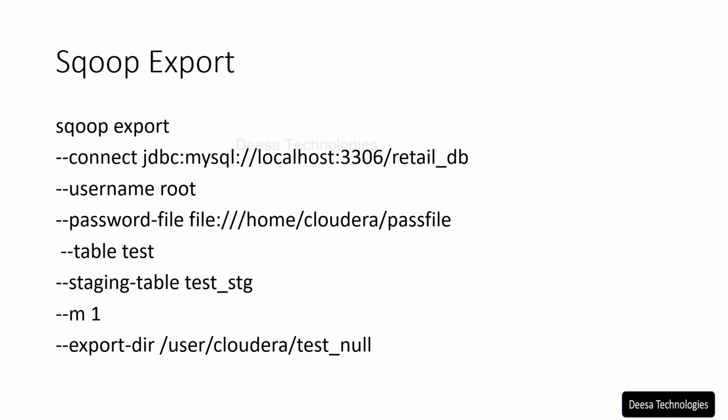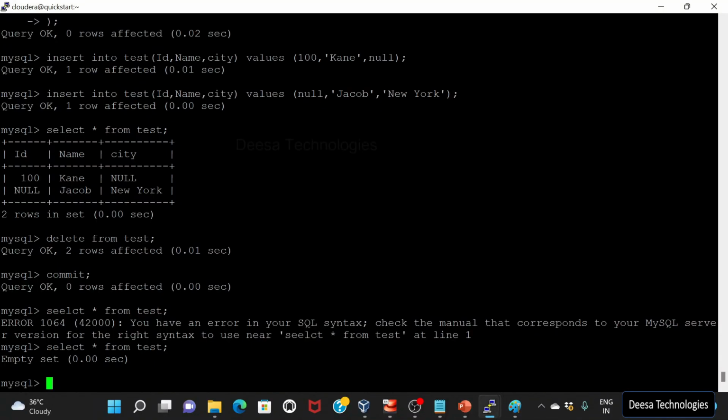Now what will happen is the data from the export directory, where the data is present, will first be copied into the staging table, and from the staging table it will be moved into the main table. So this is the concept of having a staging table. The first thing I want to do is go ahead and create a staging table.